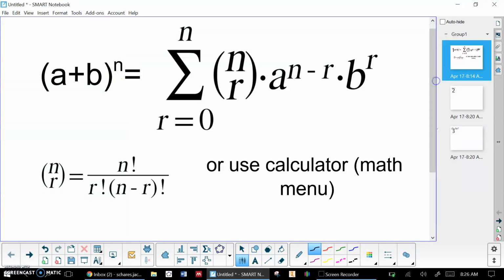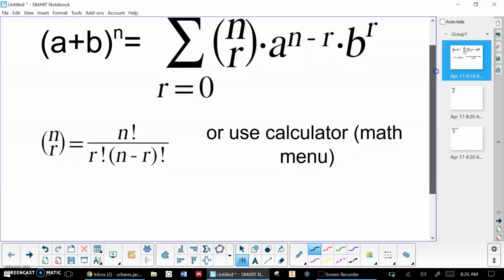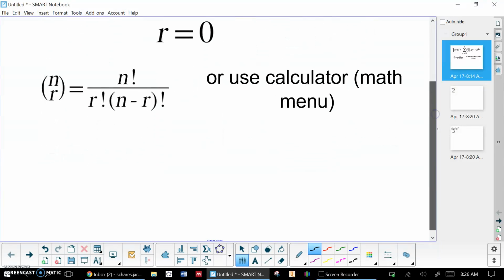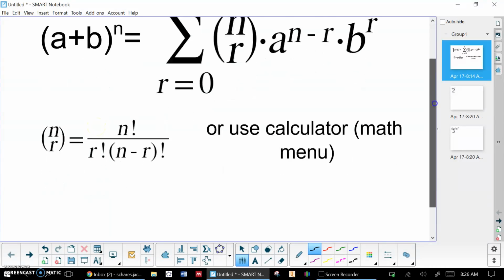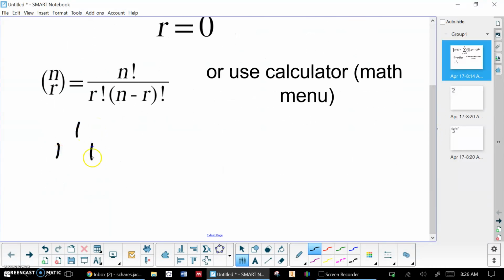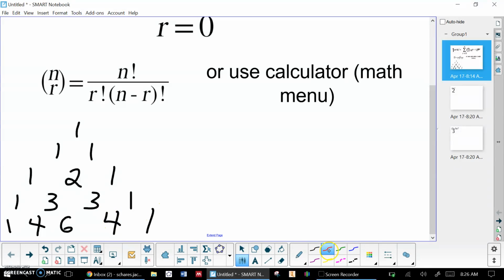Now this n choose r thing, you have a couple of ways to compute. The first one you talked about on Monday was to look at Pascal's triangle. In Pascal's triangle we have 1; 1, 1; 1, 2, 1; 1, 3, 3, 1; 1, 4, 6, 4, 1, just adding up the two terms above to get the term below.